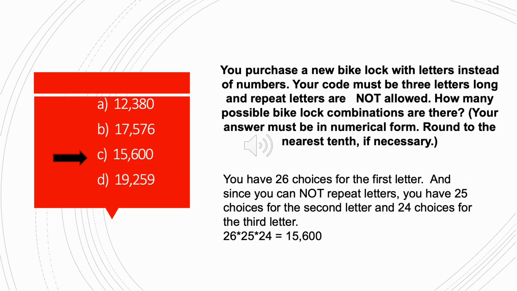The correct answer is choice C, 15,600. You have 26 choices for the first letter, and since you cannot repeat letters, you have 25 choices for the second letter and 24 choices for the third letter. So we're going to take 26 times 25 times 24, which gives us a total of 15,600 possible bike lock combinations.